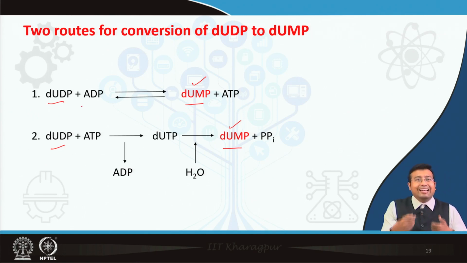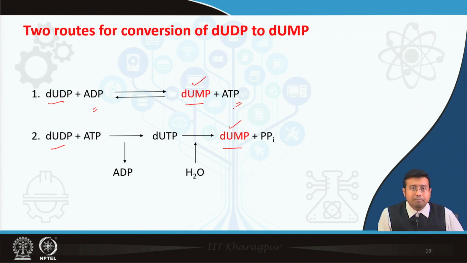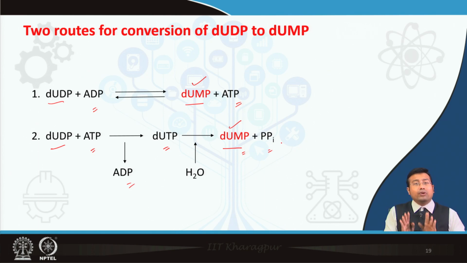Number one, an ADP molecule can combine with dUDP, it forms dUMP plus ATP, alright. The second way, where dUDP combines with ATP to form dUTP and ADP, right, and in the second step dUTP gets hydrolyzed to form dUMP and pyrophosphate. So these are the two ways how we can generate dUMP in our system.